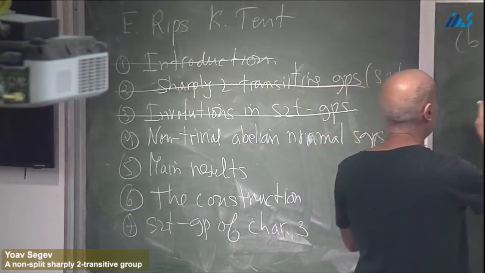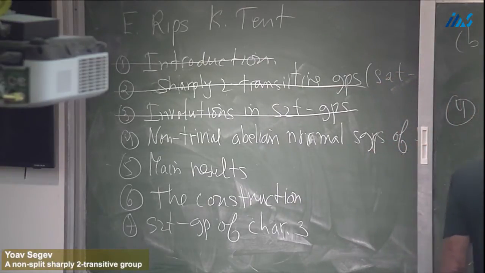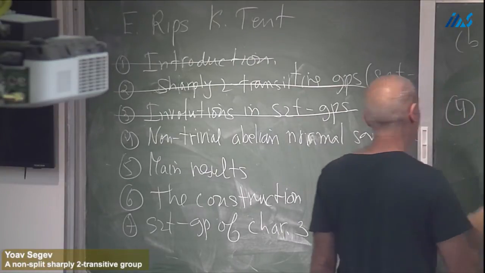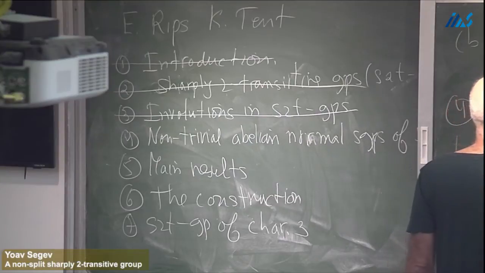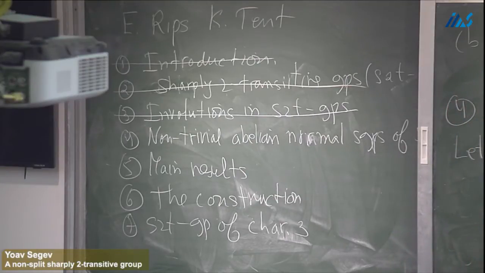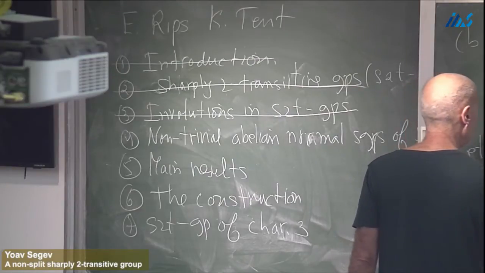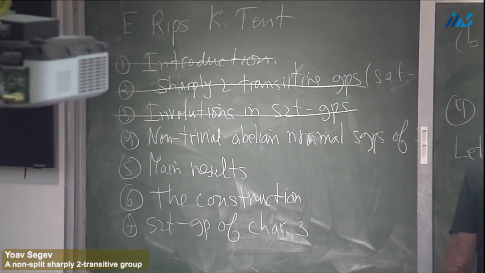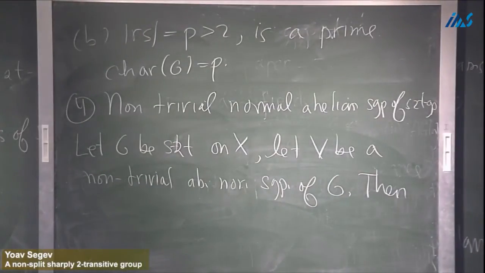non-trivial, normal, abelian subgroups of sharply two transitive groups. So let G again be sharply two transitive on X. Let V be a non-trivial abelian normal subgroup of G. Then one can pinpoint those normal subgroups.